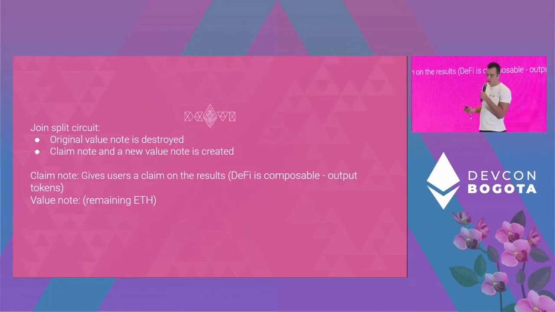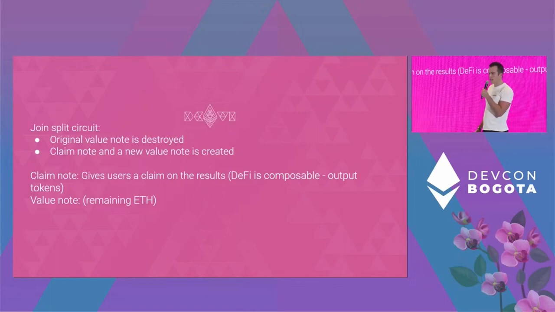So what happens is that you give the merchant the banknote and he gives you the money back. And this is essentially what we do as well. And we do it with this thing, the join split circuit. Essentially, what this allows is that you have two possible nodes on the input, which get destroyed in the process. And then there are two nodes on the output.